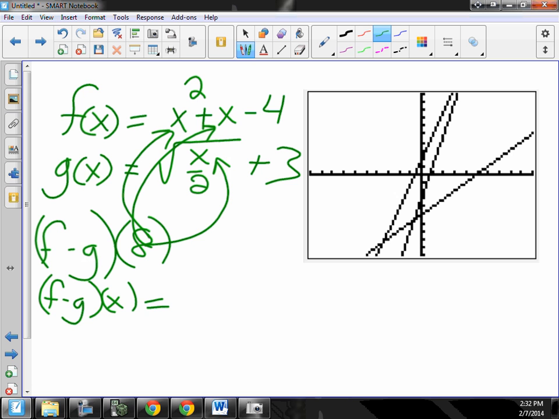And that's it. Okay? What if it said f minus 2g? So whatever I get for g, I double it, and then I do f minus that double. So look on page 141.